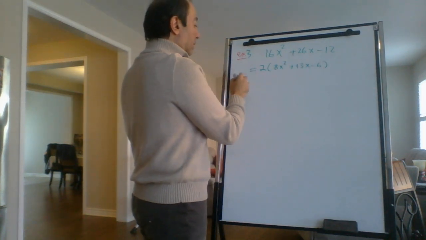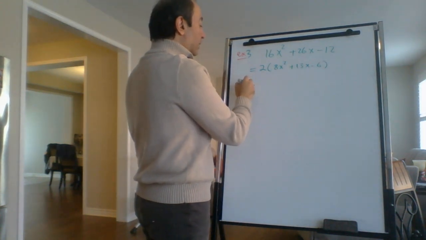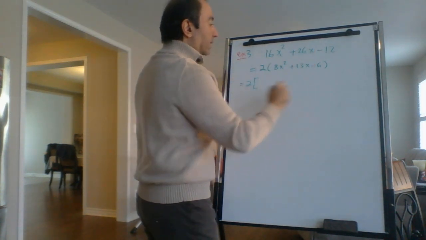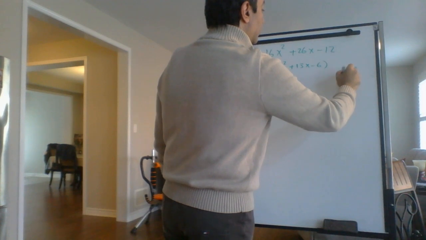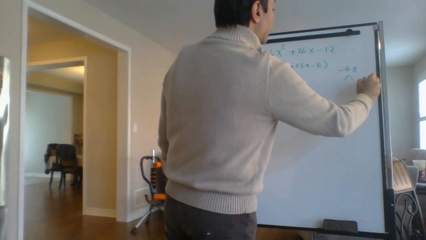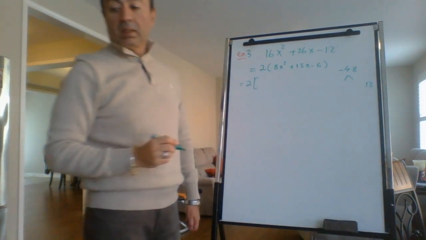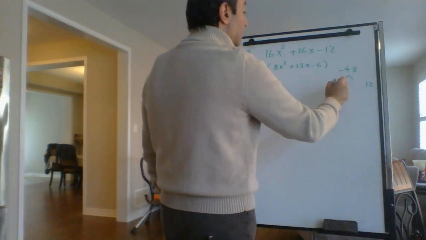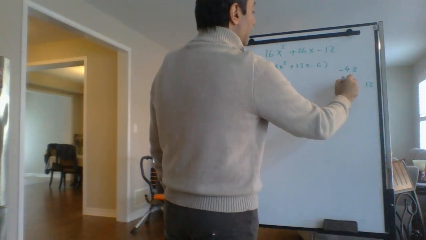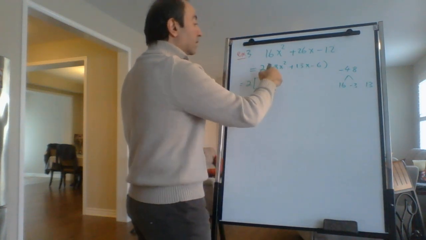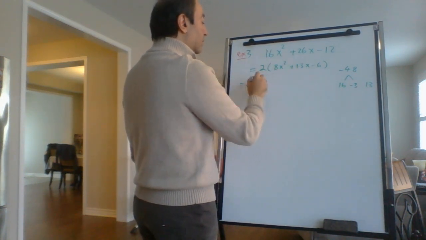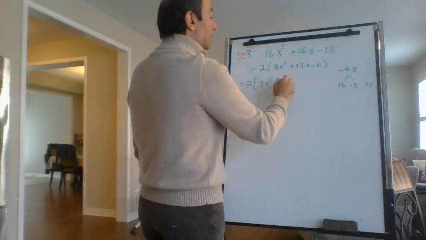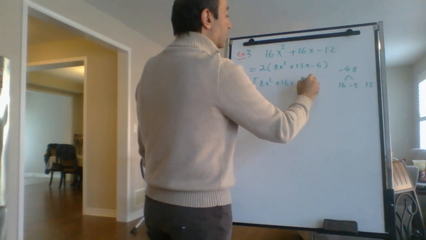Now, we are going to factor this using the AC method. So we multiply the 8 and the negative 6, that's negative 48. We need 2 numbers that multiply to negative 48 and add to 13. The 2 numbers are 16 and minus 3. We're going to rewrite this using these 2 terms for the middle one. So 8x squared plus 16x minus 3x minus 6.